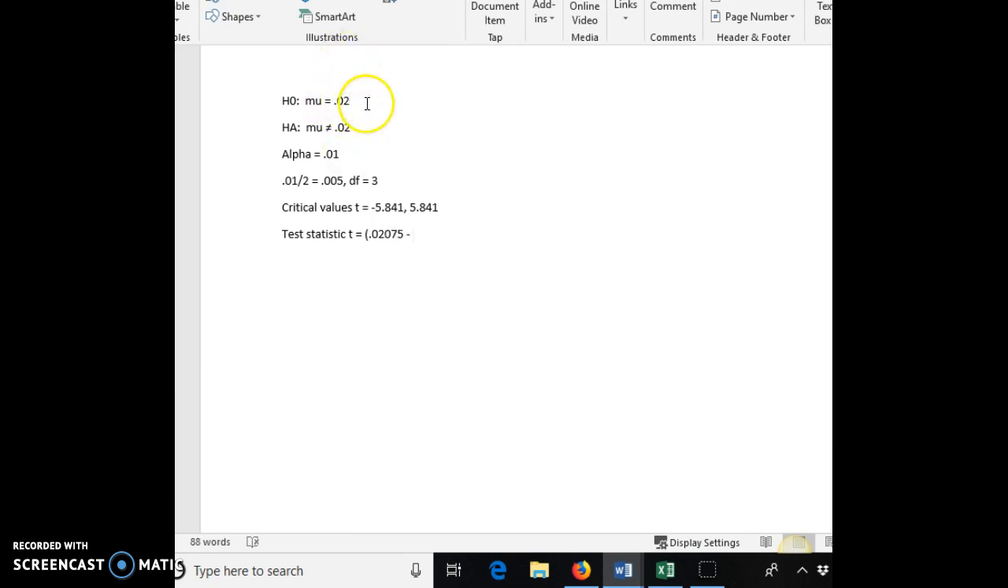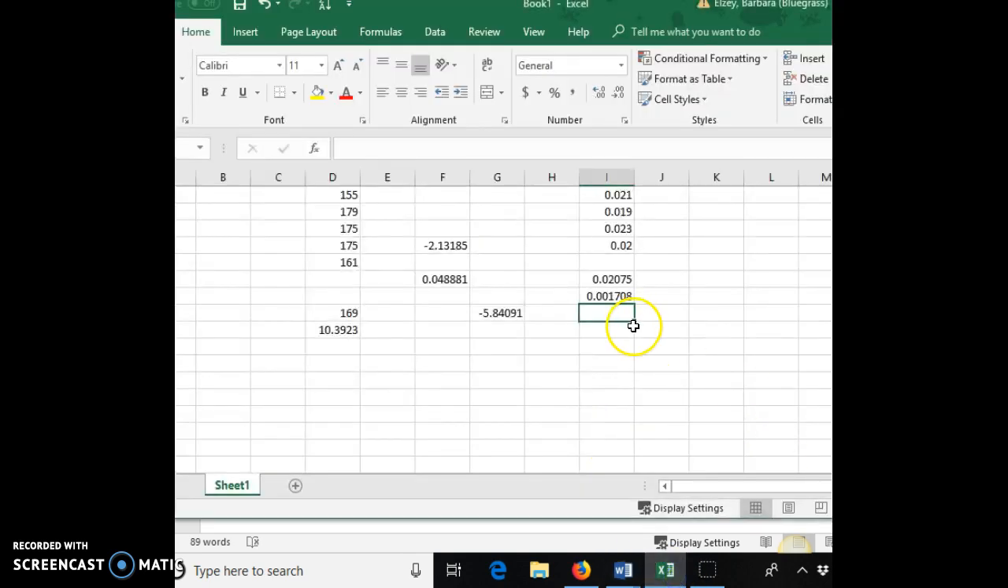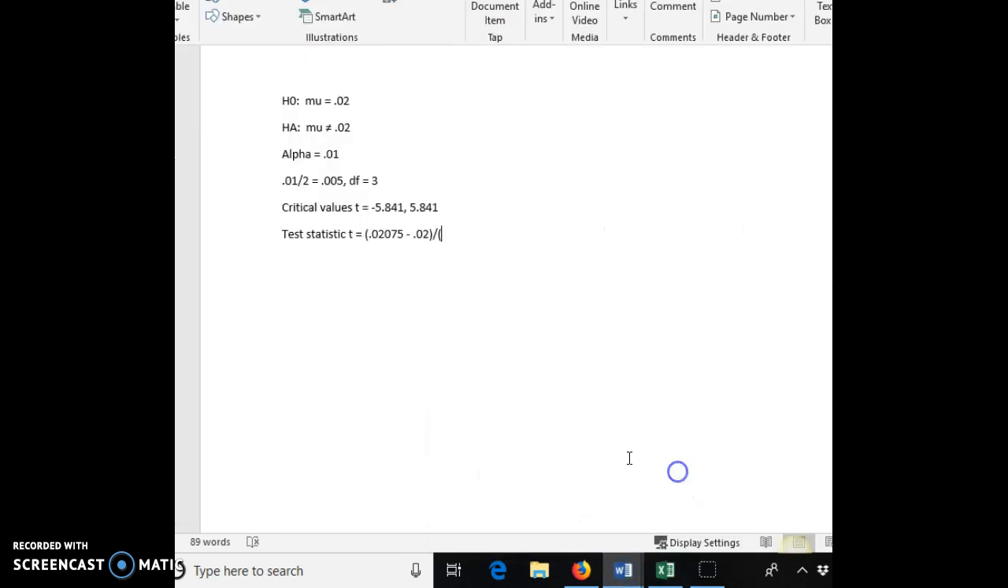0.02075 minus the mean that we had up here. And notice I've taken this mean out pretty far to the decimals I have because this is such a small measurement. We want to make sure that we've got as much accuracy as possible in there. And then our standard deviation was 0.001708 divided by the square root of our sample size, which was 4 here.